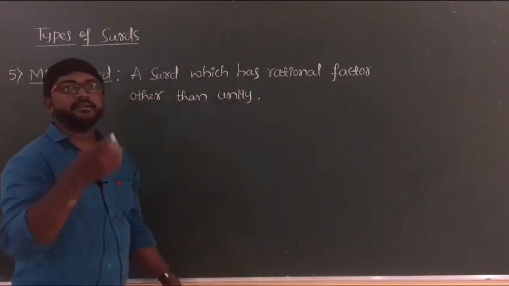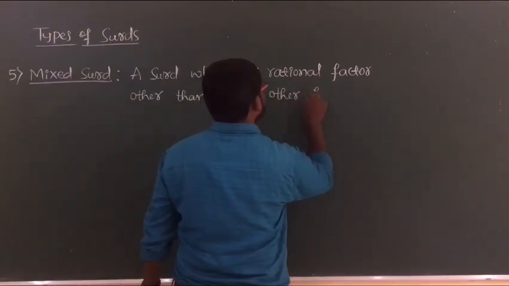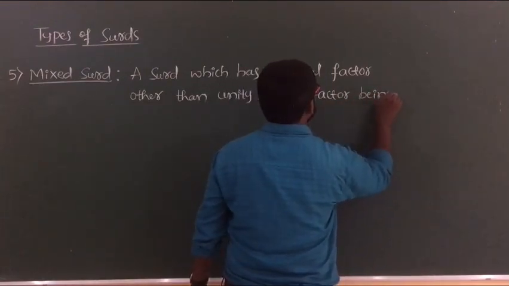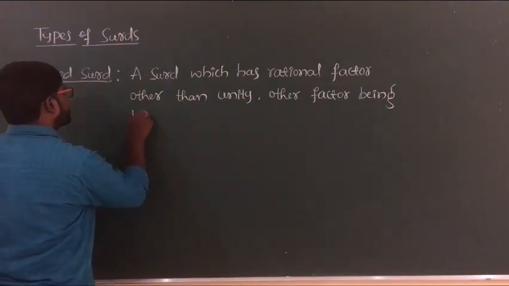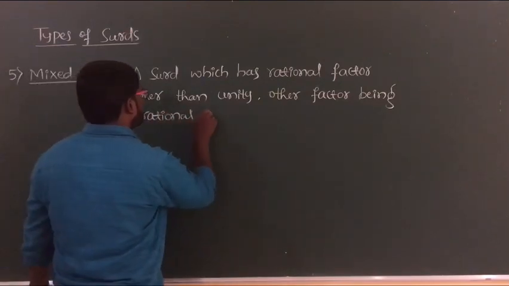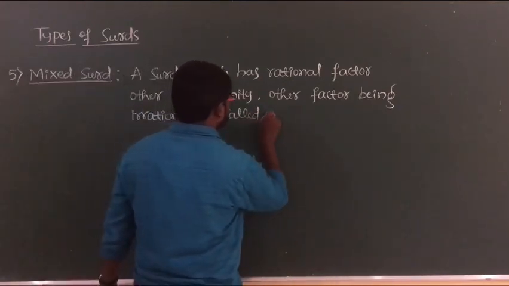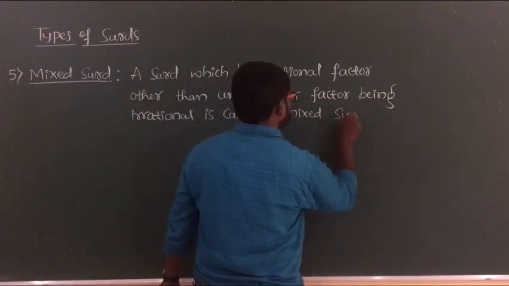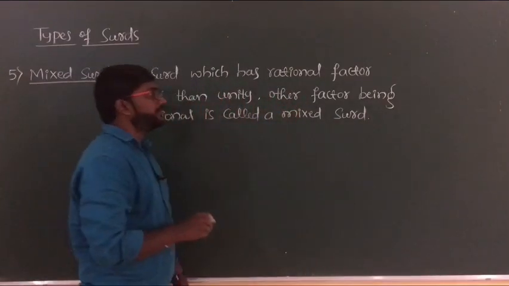then the other factor being irrational, is called a mixed surd. So let us give some examples for mixed surd.